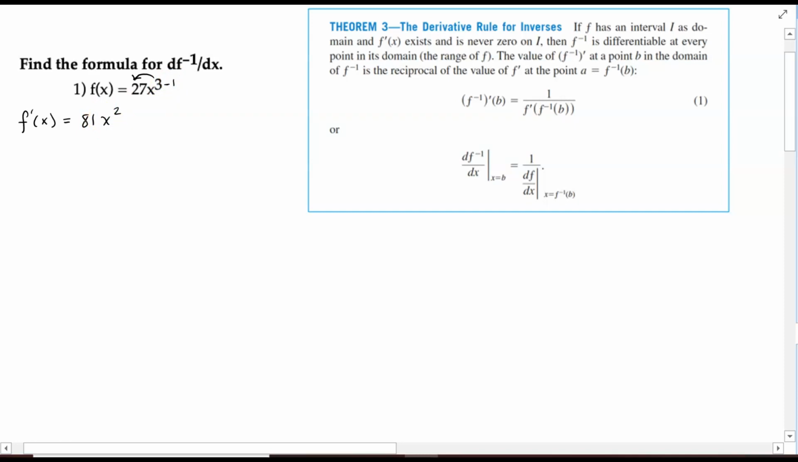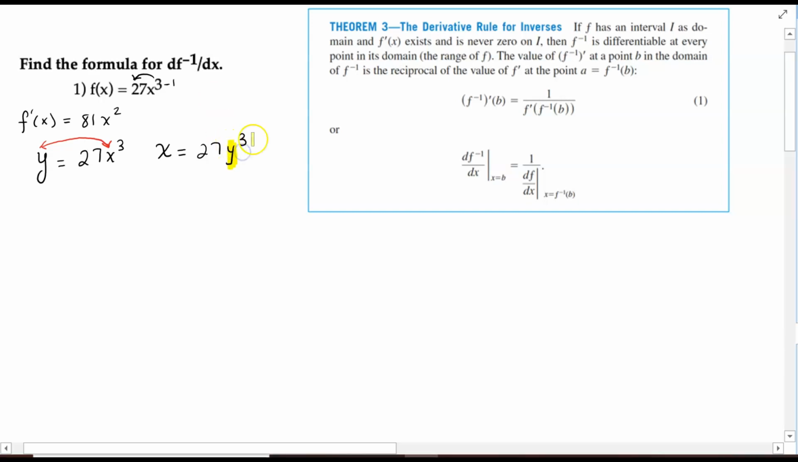Now we need to take a look at the original function again. Remember, y is a function of x, so f of x is y. So y equals 27x cubed. And remember what I said earlier, we're going to have to interchange x and y. So we go ahead and do that, and we say x equals 27y cubed. What we're doing is trying to find the inverse, and this is a procedure that we're going to follow. Now we're going to solve for y again.